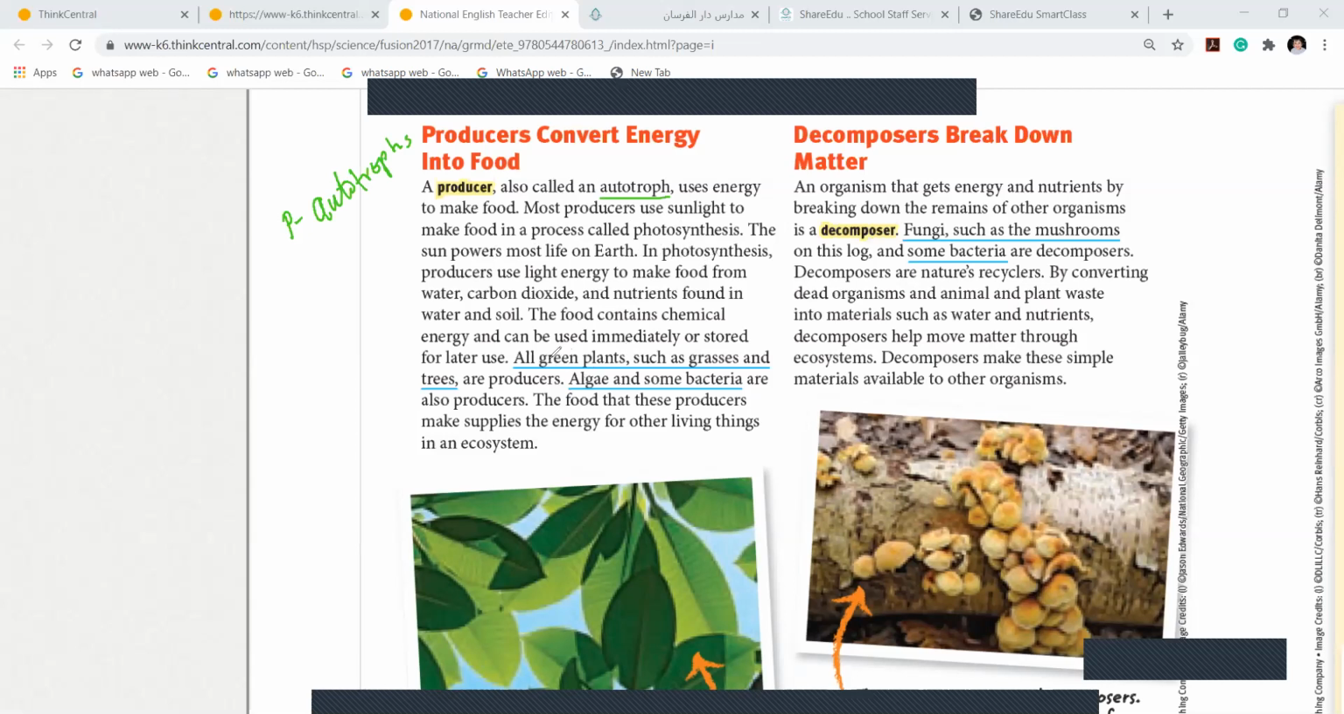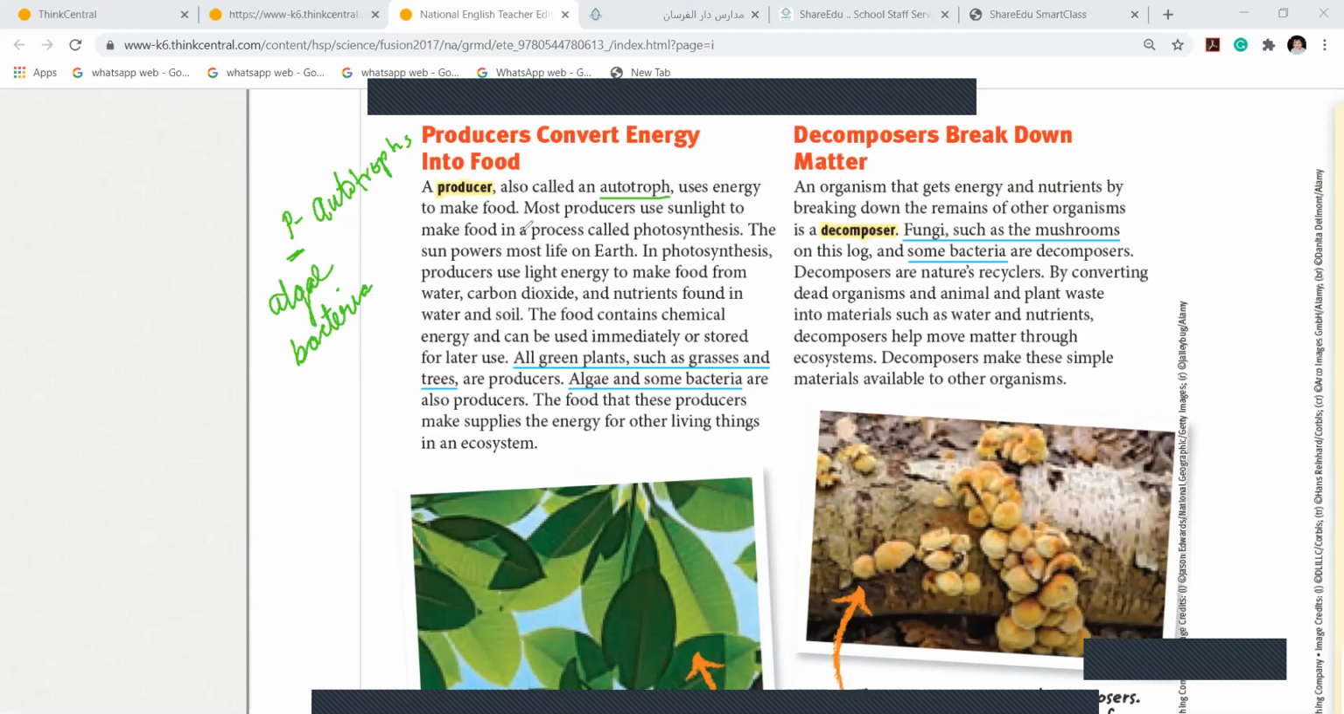You can just highlight: all green plants such as grasses and trees are producers. I told you, plants are producers. Trees, and what extra do you have? You have algae. They are talking about algae, and they are talking about some bacteria. These are also sometimes producers, okay? Now, the food that these producers make supplies the energy for other living things in an ecosystem.